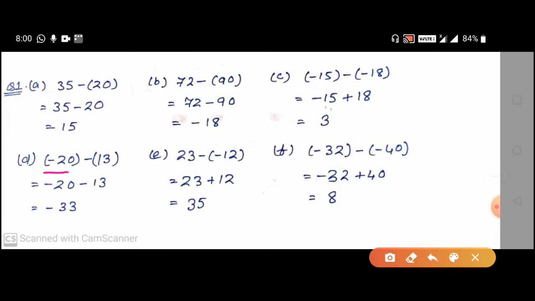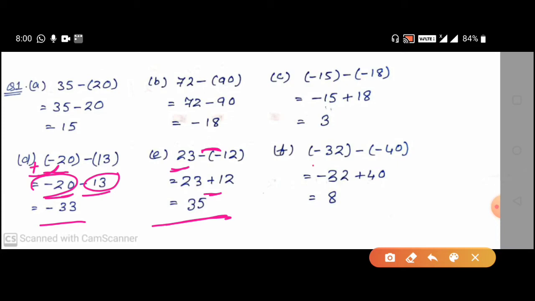Within bracket minus 20 minus within bracket 13. So plus into minus is minus 20, and minus into plus 13 is minus 13. Since we have two negative integers, we will add and the answer will take a negative sign, so minus 33. Then 23 minus within bracket minus 12. 23 is positive and minus into minus will be plus, so it will be plus 12, so the answer will be 35.